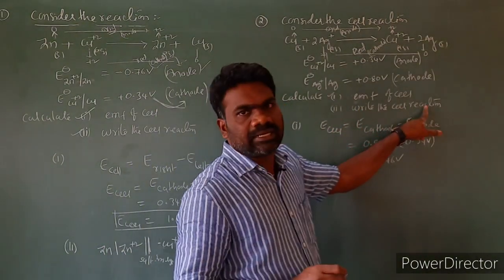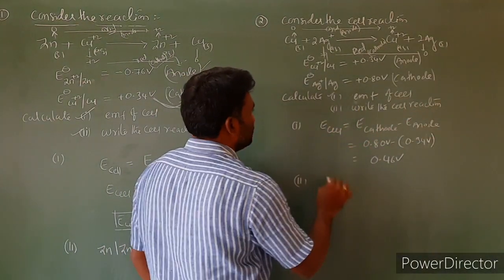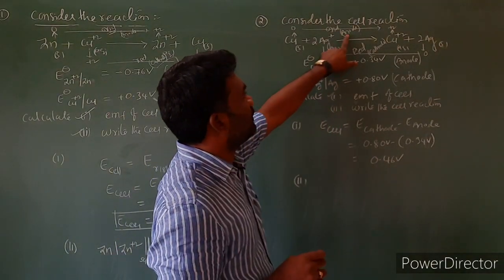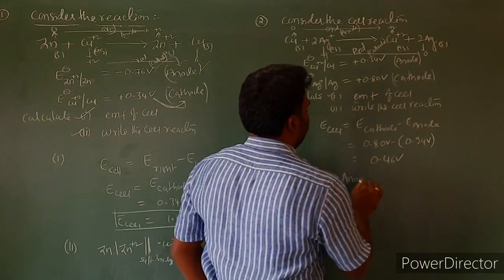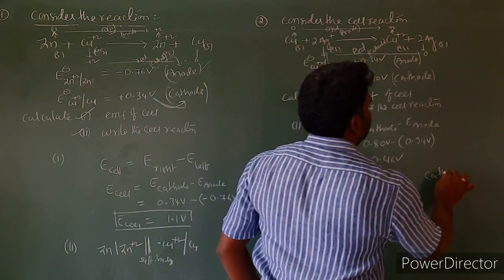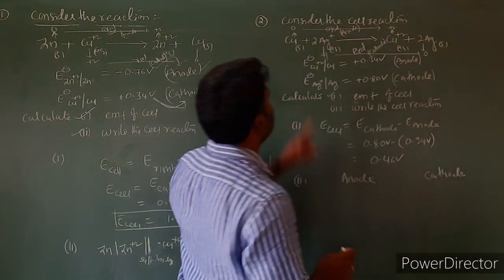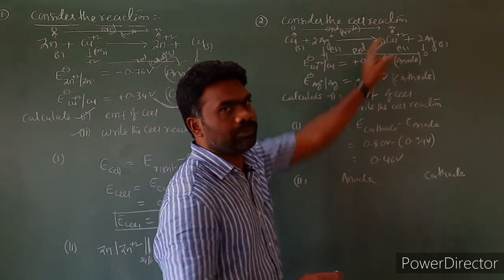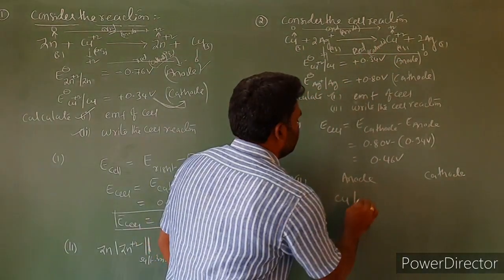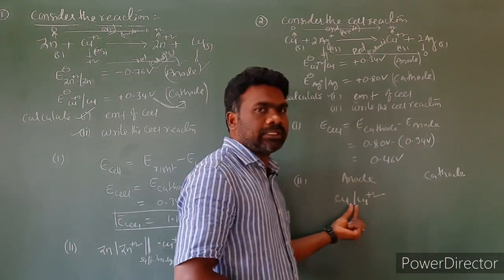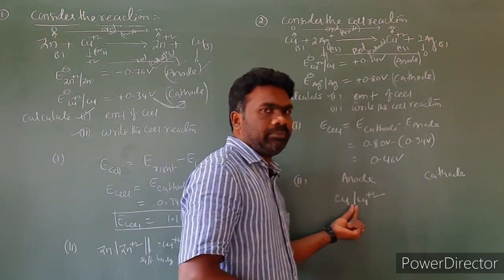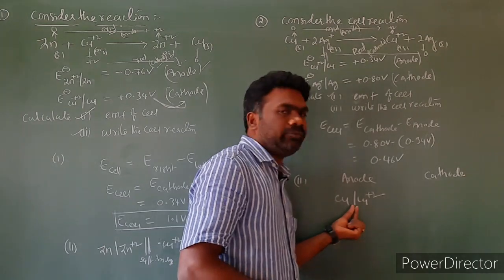Second problem, second question: write the cell reaction. How to write the cell reaction? First, the anode is on the left-hand side and the cathode is on the right-hand side. So first I am writing the anode: Cu converting into Cu plus 2. The electrode and electrolyte are separated by one vertical line.